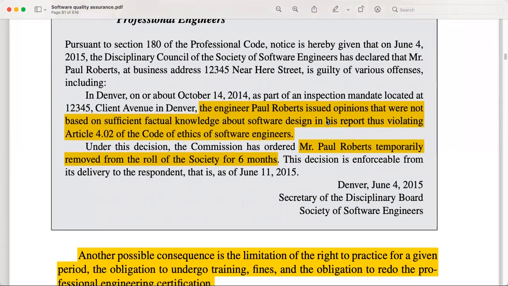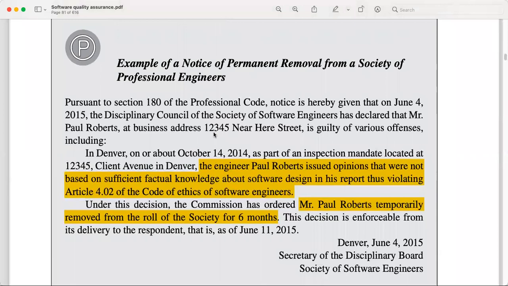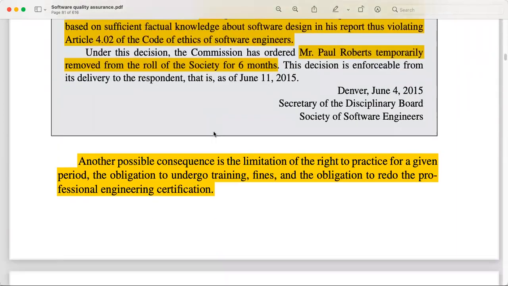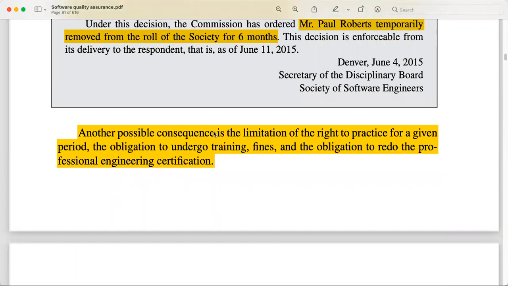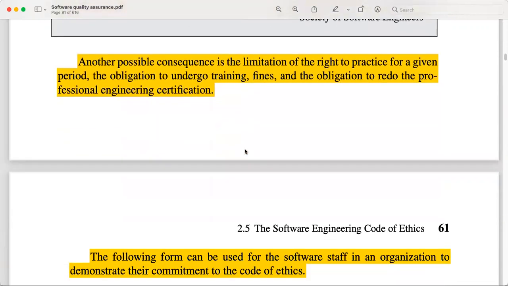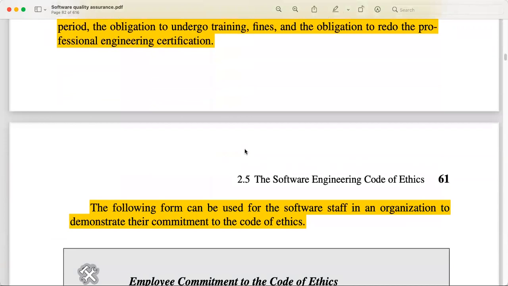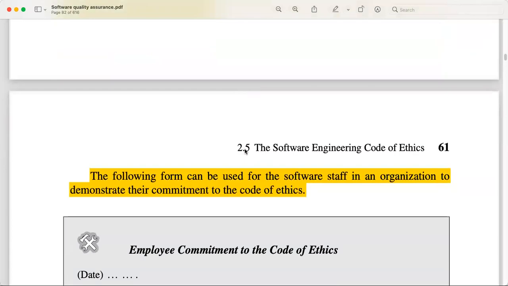So what happened actually? The engineer Paul Roberts issued opinions that were not based on sufficient factual knowledge about software design in this report, thus violating Article 4.0 of the Code. Paul Roberts was temporarily removed from the Law Society for 6 months. So this is one example of how this Code of Ethics can be implemented and how the penalty to the concerned person can be assigned. Another possible sanction is the limitation of the rights to practice for a given period, and the obligation to undergo training, fines, and the obligation to redo the professional engineering certification. So these are some of the punishments under these codes.